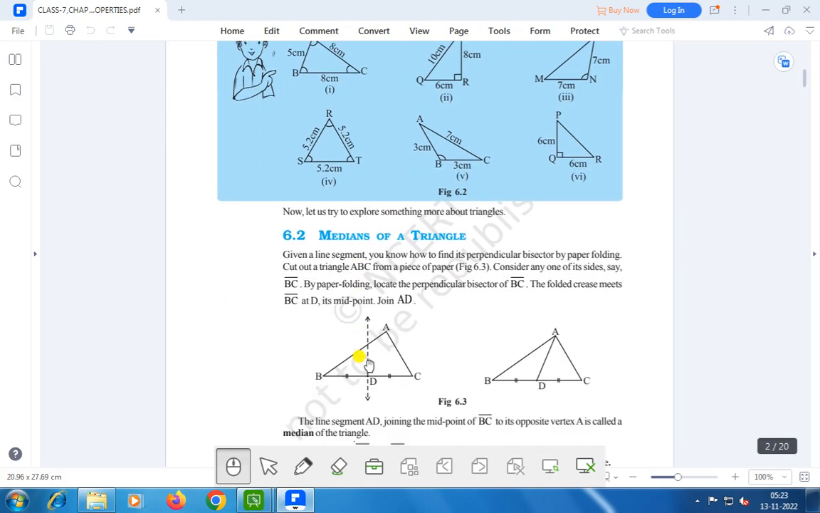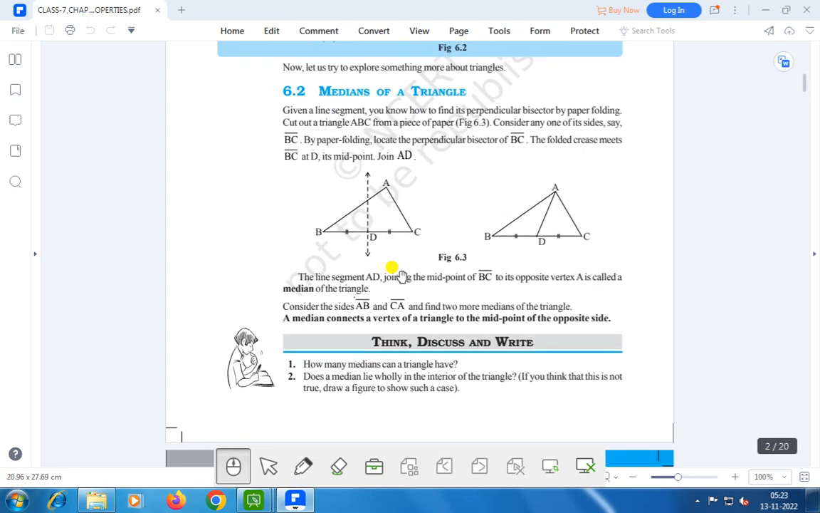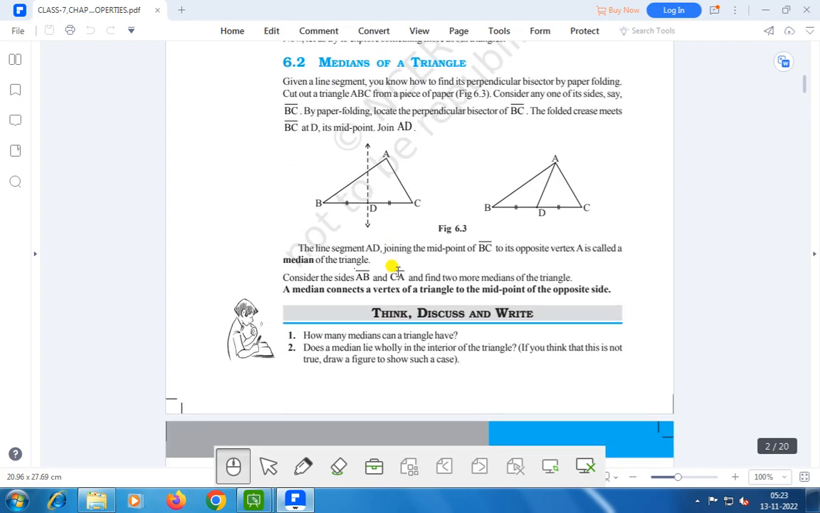Now before that we must know the median. What is the median of the triangle? The line segment AD joining the midpoint of BC to its opposite vertex A is called the median of the triangle. Suppose this is BC. If we find the point D as the midpoint of BC and join point A with point D, that is called the median, right? A median connects a vertex of a triangle to the midpoint of the opposite side, right? You have to remember this one. The median connects a vertex of a triangle to the midpoint of the opposite side.